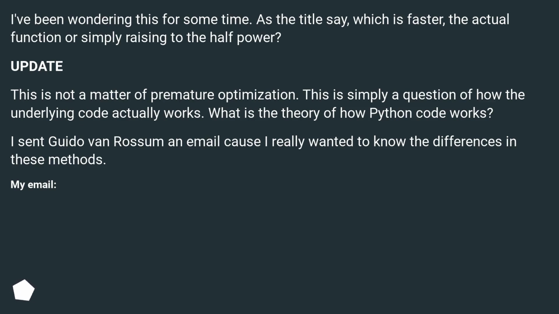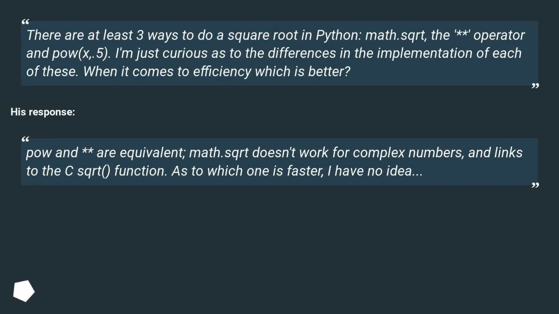What is the theory of how Python code works? I sent Guido van Rossum an email because I really wanted to know the differences in these methods. My email: there are at least 3 ways to do a square root in Python: math.sqrt, the ** operator, and pow(x,.5). I'm just curious as to the differences in the implementation of each of these. When it comes to efficiency, which is better?